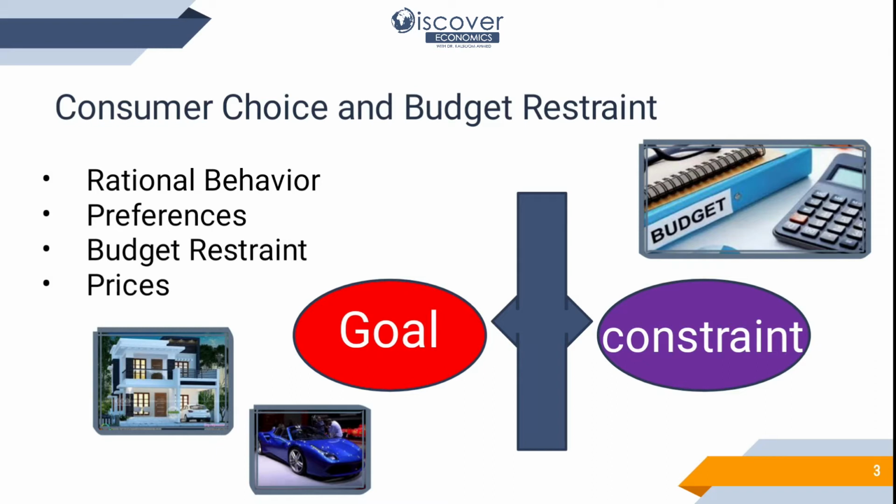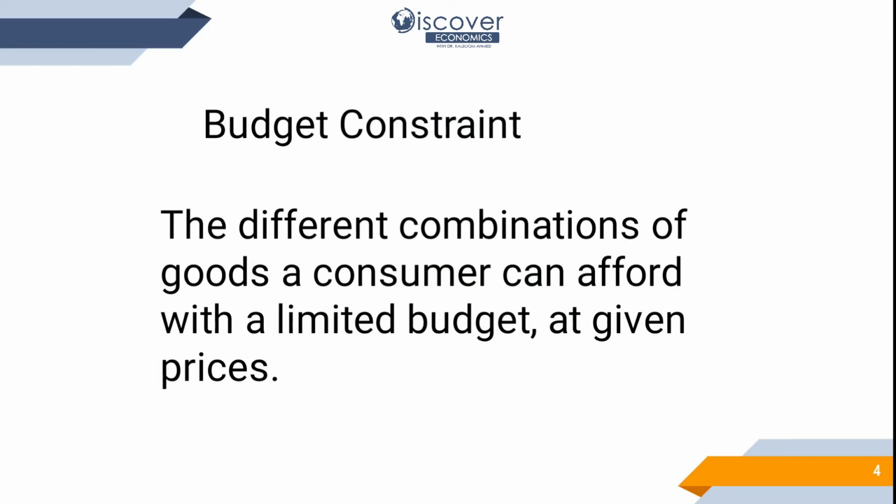For example, if you are a student, your textbook should give you more satisfaction than going to the cinema. In the same way, we face the problem of budget constraint, as our budget is not unlimited, it is limited. And then we face the problem of prices, as prices are very high. Now what is budget constraint? The different combinations of goods a consumer can afford with a limited budget at given prices is the budget constraint.